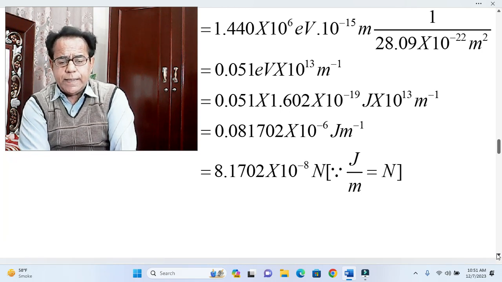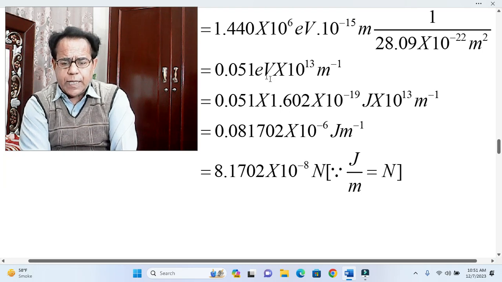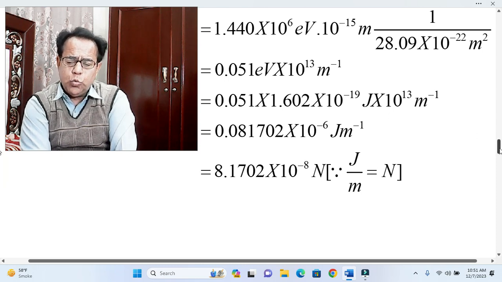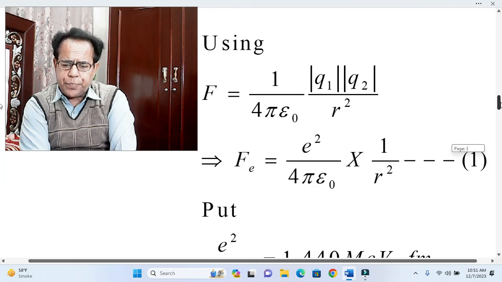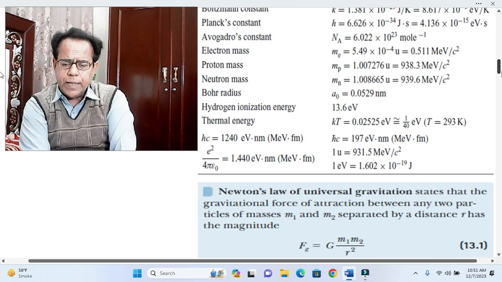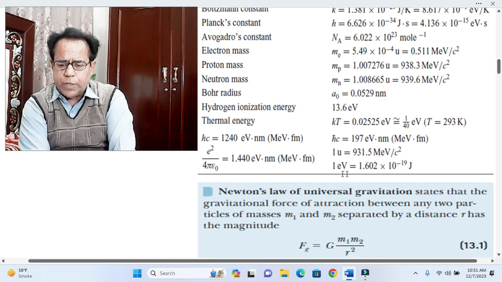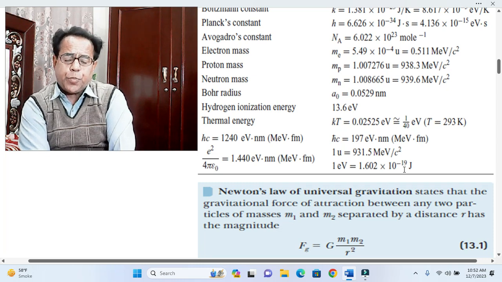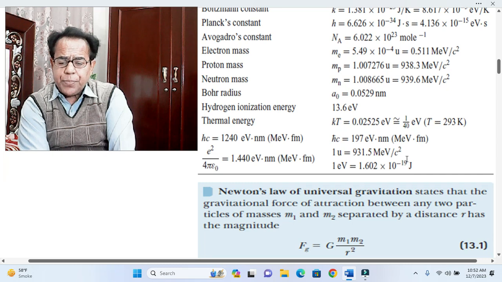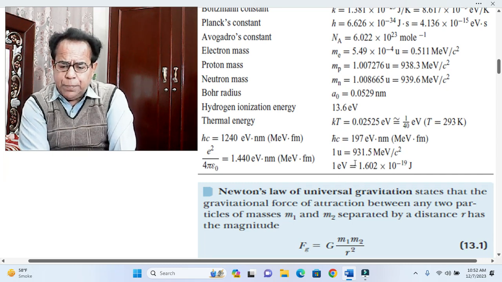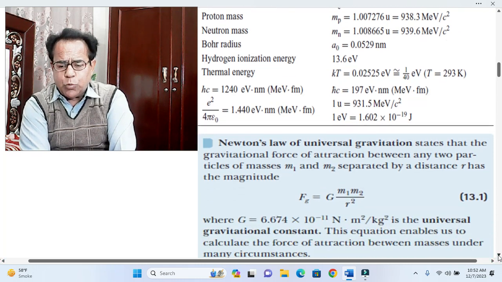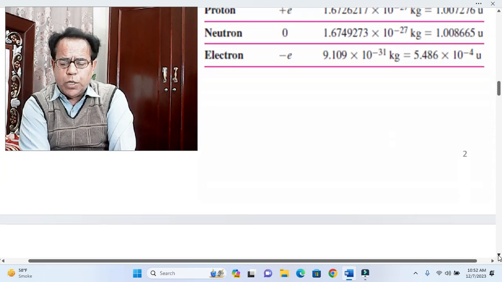Next, dear students, here we have converted electron volt into joule. For this purpose we once again go to that helping tool. Dear students, we are seeing that 1 electron volt is equal to 1.602 into 10 raised to the power minus 19 joule. Conversely, 1 joule will be equal to 1 divided by 1.602 into 10 raised to the power plus 19 electron volt. So we are using this formula to convert electron volt into joule.